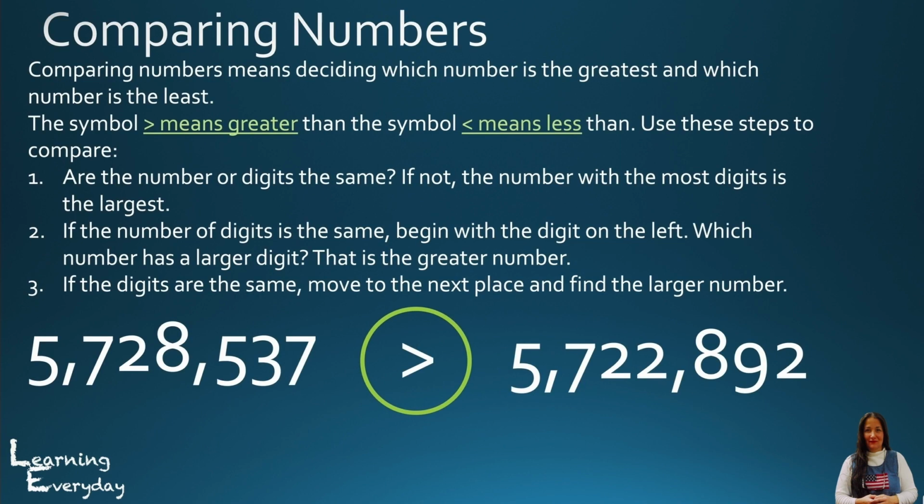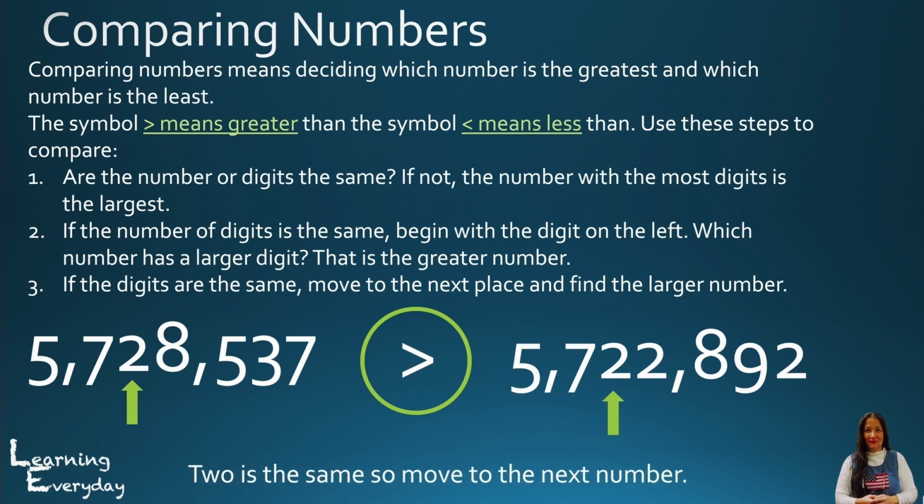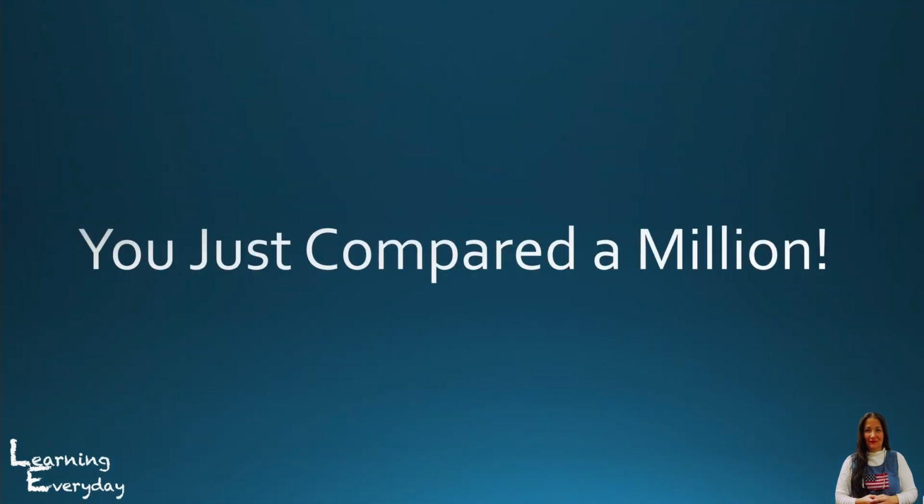Let's look at the digits on the left. 5, 7, 2, 8, 5, 3, 7. And on the right side, it's 5, 7, 2, 2, 8, 9, 2. Go look at the furthest digits to the left, and they're 5s, both of them. 7 is the same, 2 is the same, so move to the next number. 8 is larger, so you know that 5,700,028,537 is larger than 5,007,022,892. You just compared a million. Good job.